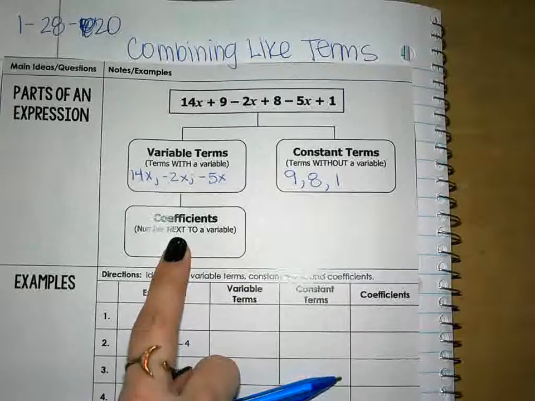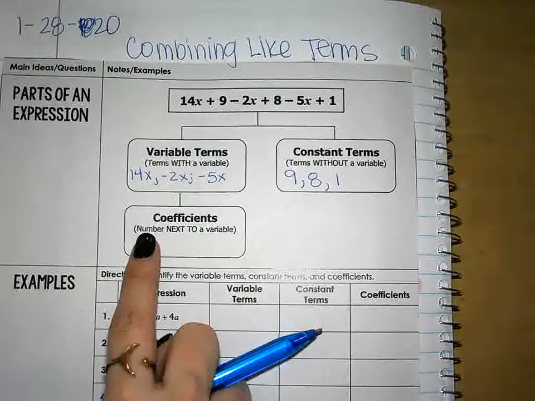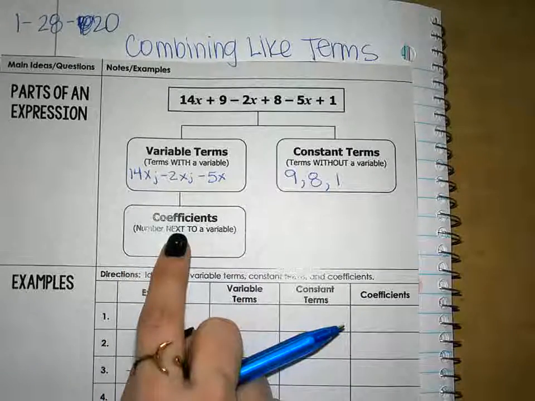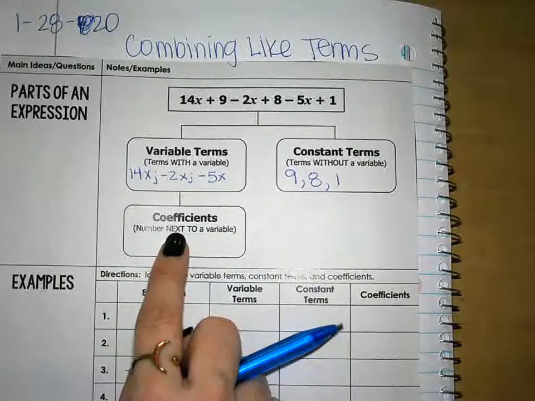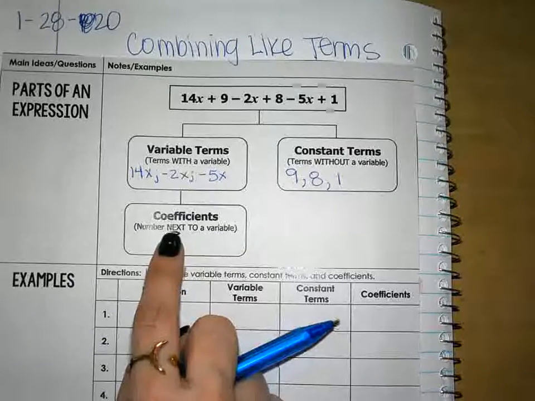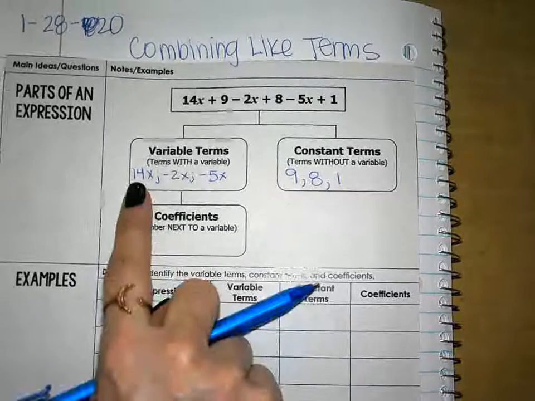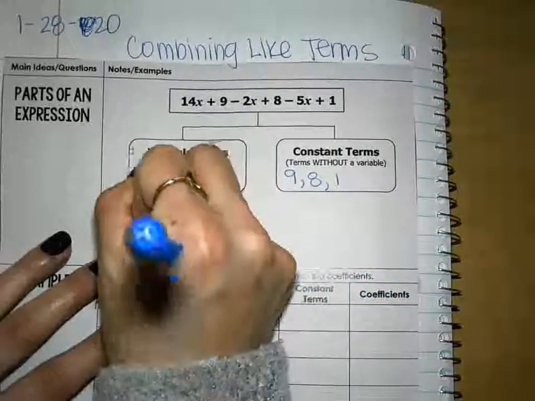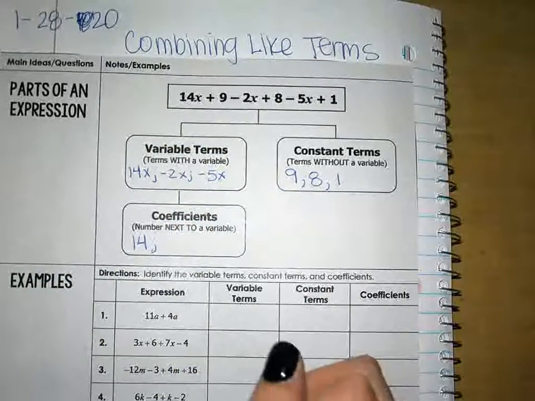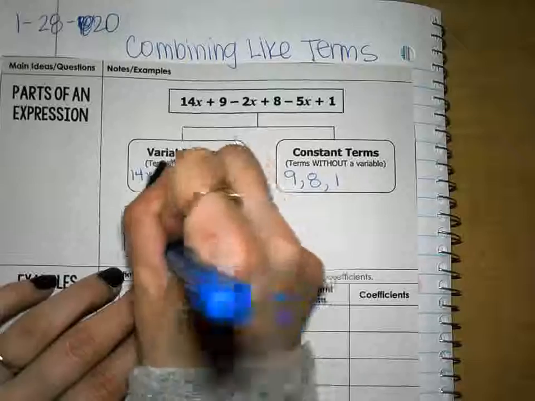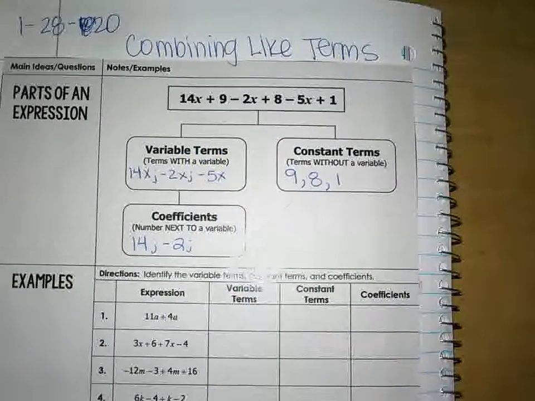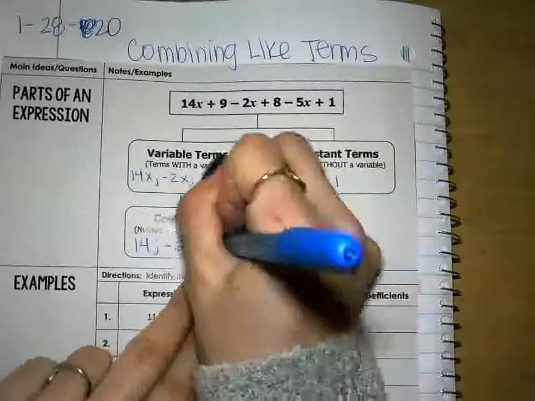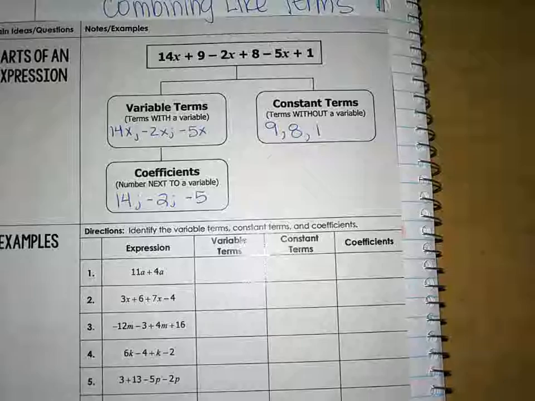Last thing we need to know is coefficients, which it says, are what? Number next to a variable. So remember how I said always have that number in front of your variable? That's because it's called a coefficient. It has a very specific name in math. So my coefficient to 14x is what? 14. My coefficient to negative 2x is? Negative 2. And my coefficient to negative 5x is? Negative 5. So being able to identify your variable terms, your constant terms, your coefficients will help you to combine like terms.